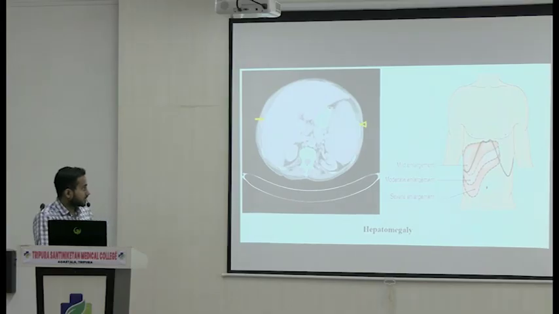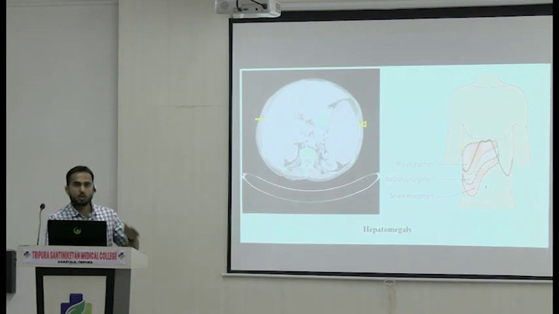Now here you can see the enlargement of the liver: mild enlargement, moderate enlargement, and severe enlargement. As I said, during severe enlargement it can reach up to the lower quadrant of the abdomen. In that case, the lower border of the liver can easily be palpated.